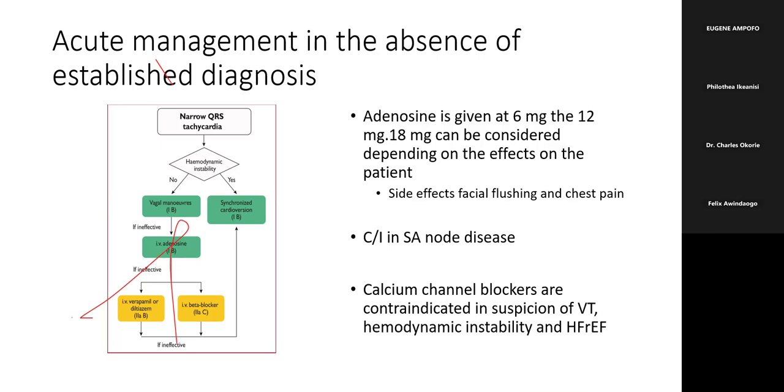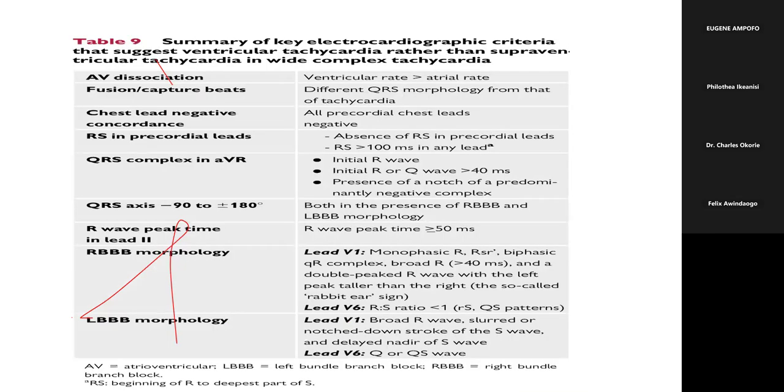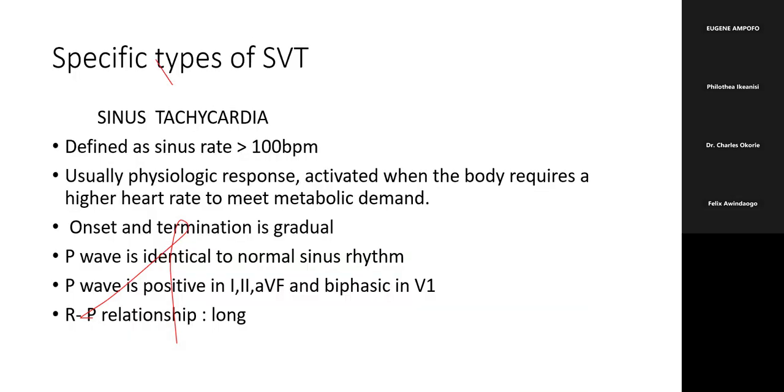Okay, then move two slides, that is after the next one. It's just the summary of key ECG criteria that will suggest ventricular tachycardia and the other. So we'll now go straight to the specific types of supraventricular tachycardia.